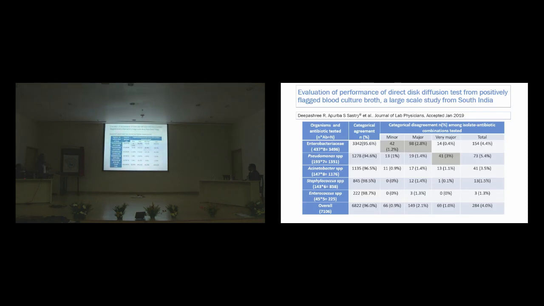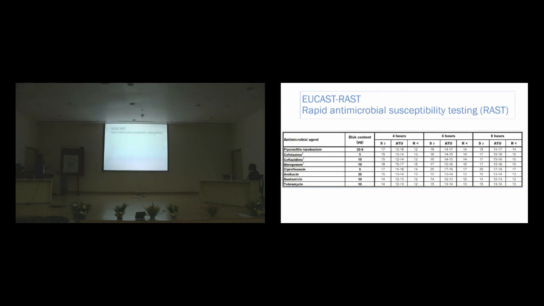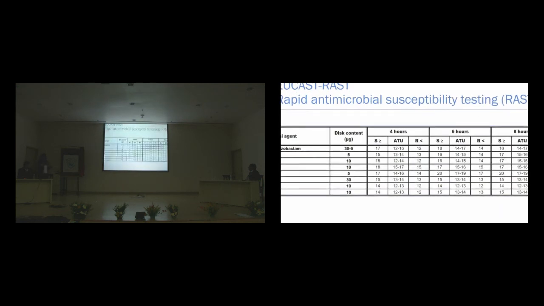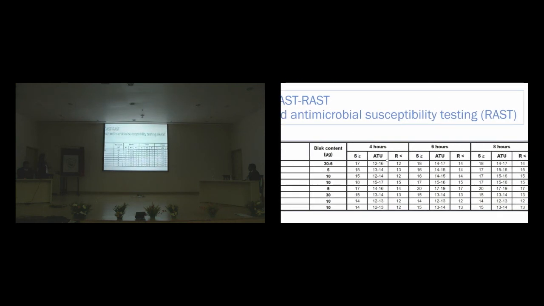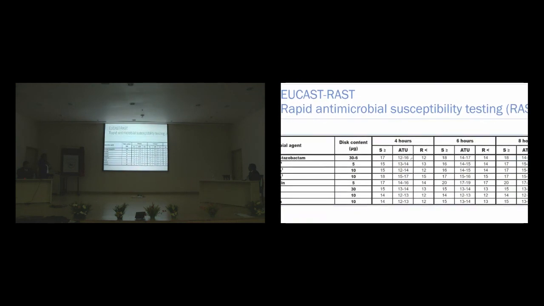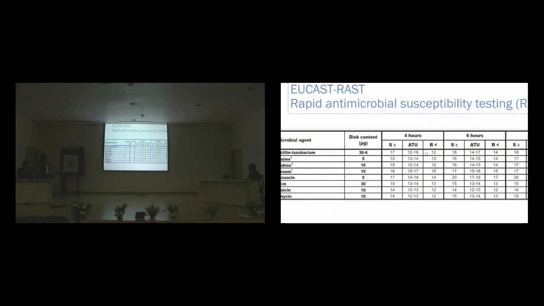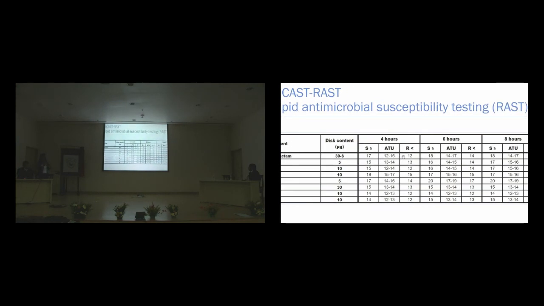So this study, sir, is explained in the previous session. I'm not going into the detail. So this is the table which UCAST has given under the guideline, that is rapid antimicrobial susceptibility testing. So the breakpoints are available for the rapid AST reading at 4 hours, 6 hours, and at 8 hours. This is the breakpoint. So when you're reading the plate at 4 hours, you have to use this breakpoint, and at 6 hours this breakpoint, and at 8 hours this breakpoint.